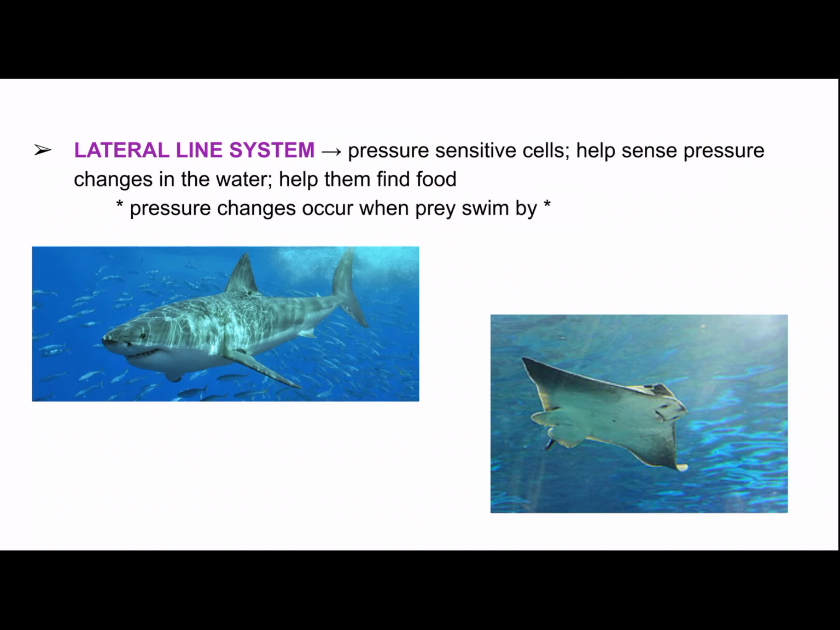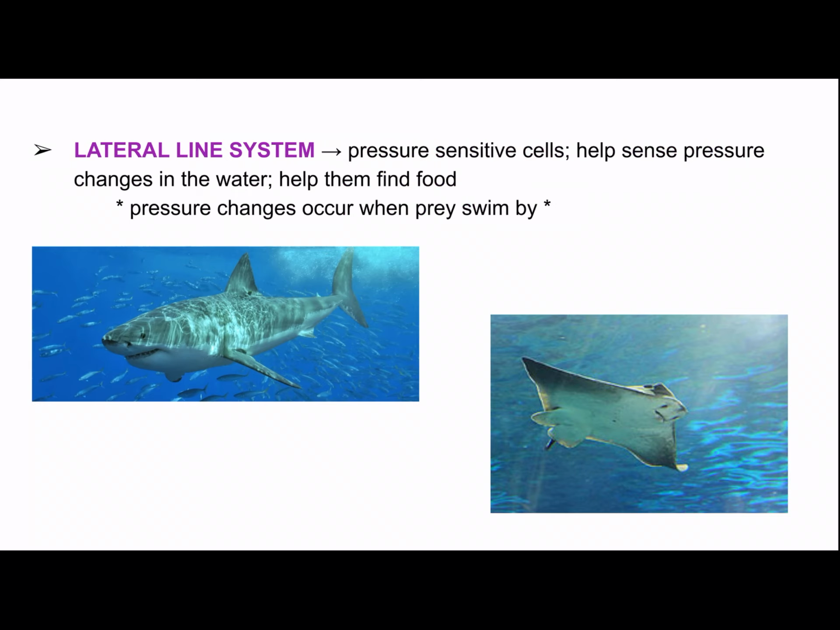And then they have what is called a lateral line system, which is a system of pressure-sensitive cells, and that helps sense pressure changes in the water, which also helps them to find food. Pressure changes occur when prey swim by.